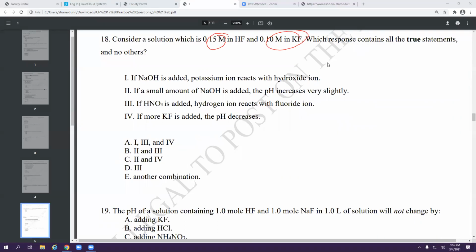So I have an acid and I have a base, correct? If I add a base to my buffer, this one right here is going to react with which one? HF or KF? Potassium ions react. So this one is saying it reacts with this. Is that true? No. That's why that one's wrong. Okay. Number 2: if a small amount of NaOH is added, the pH will increase. If I add a base, will the pH go up?